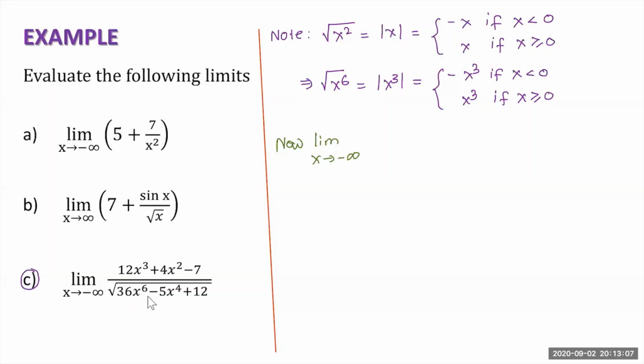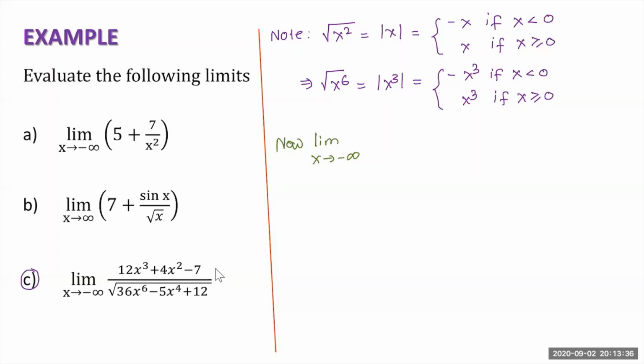We divide both numerator and denominator by the highest power of x in the denominator. The highest power of x in the denominator is x raised to 6. So we are going to divide both numerator and denominator by x raised to 6. But keep in mind here that x is negative because x approaches negative infinity. So the square root of x raised to 6 is negative x cubed. So in the numerator, we are dividing by negative x cubed.